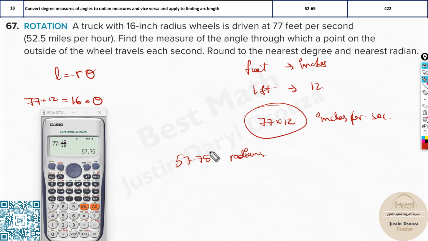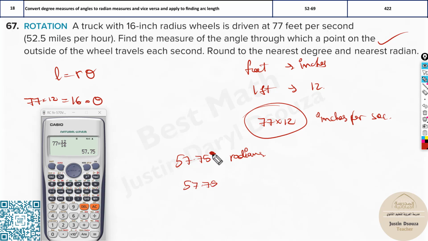You don't need to write in terms of pi, but whatever this answer is, it is in radians itself. So this is one done. Nearest radian, you can round it off to 58. Let's leave it like that because we'll first find the degrees. And now what is the degrees? It's just conversion.